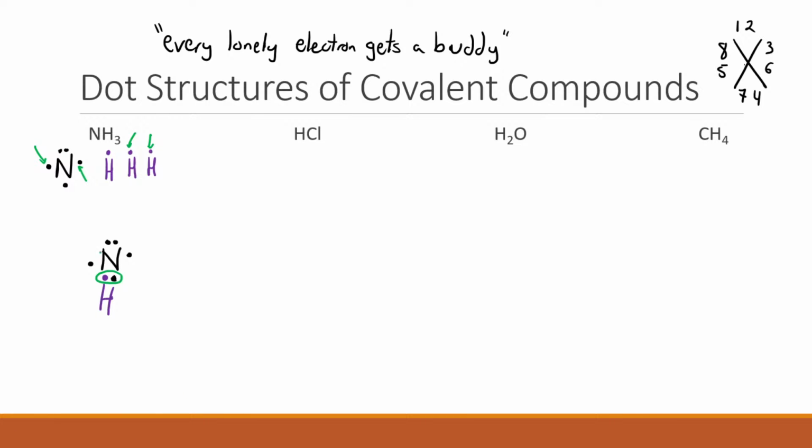We're not quite done yet. We still have 2 H's and 2 more lonely electrons on the N. And so what I'm going to do is I'm going to take one of these H's and I'm going to turn it 90 degrees, knock it over, and put it so it clicks here, creating another bond.